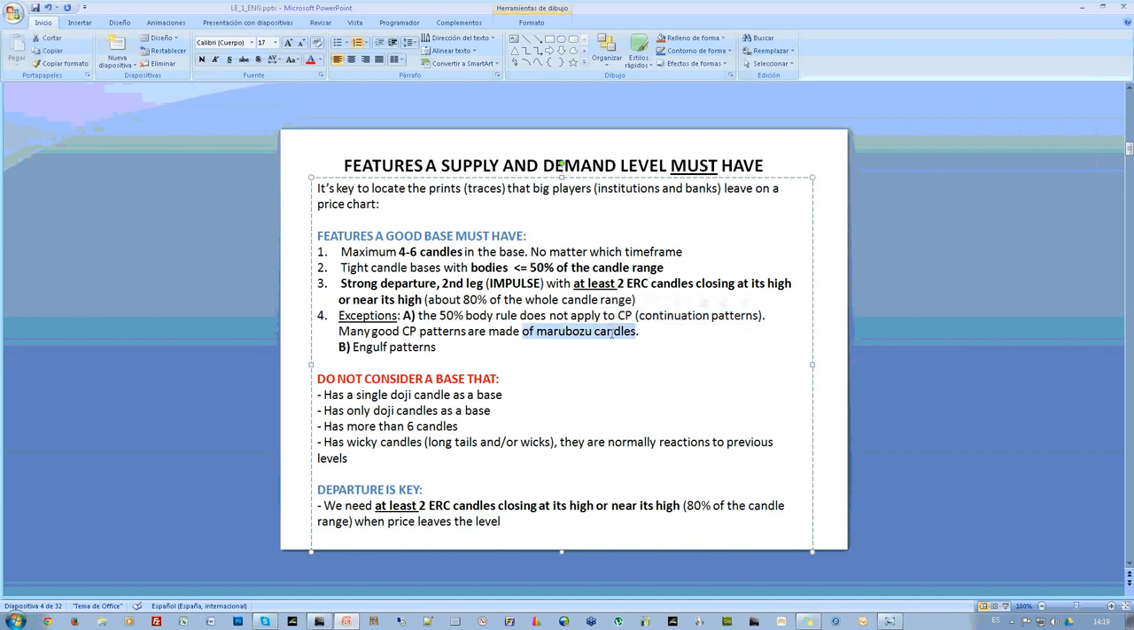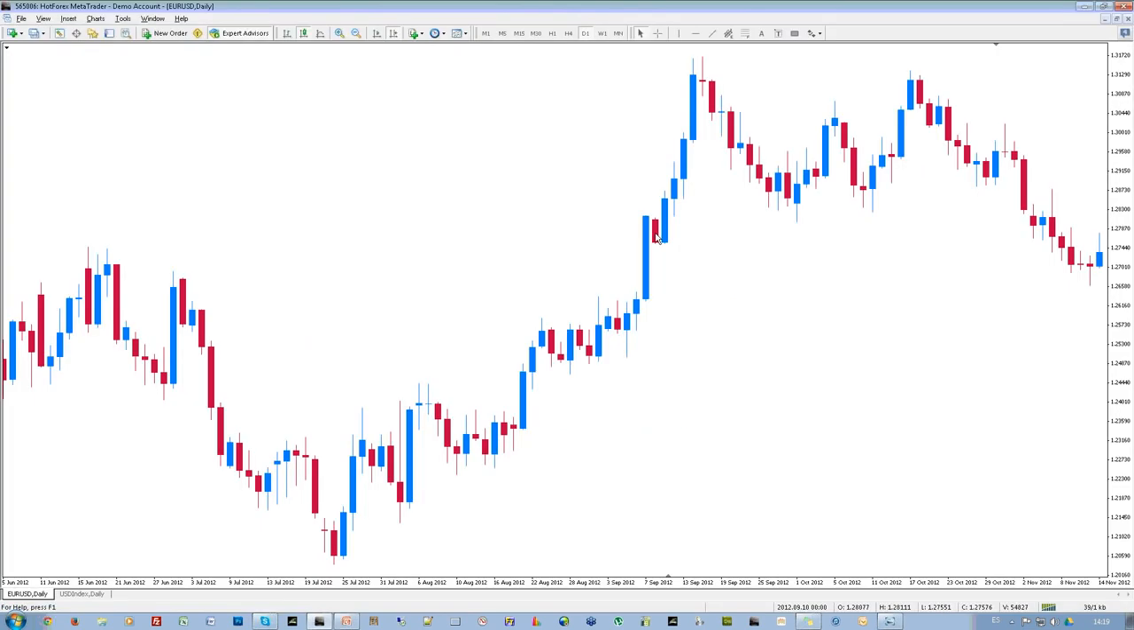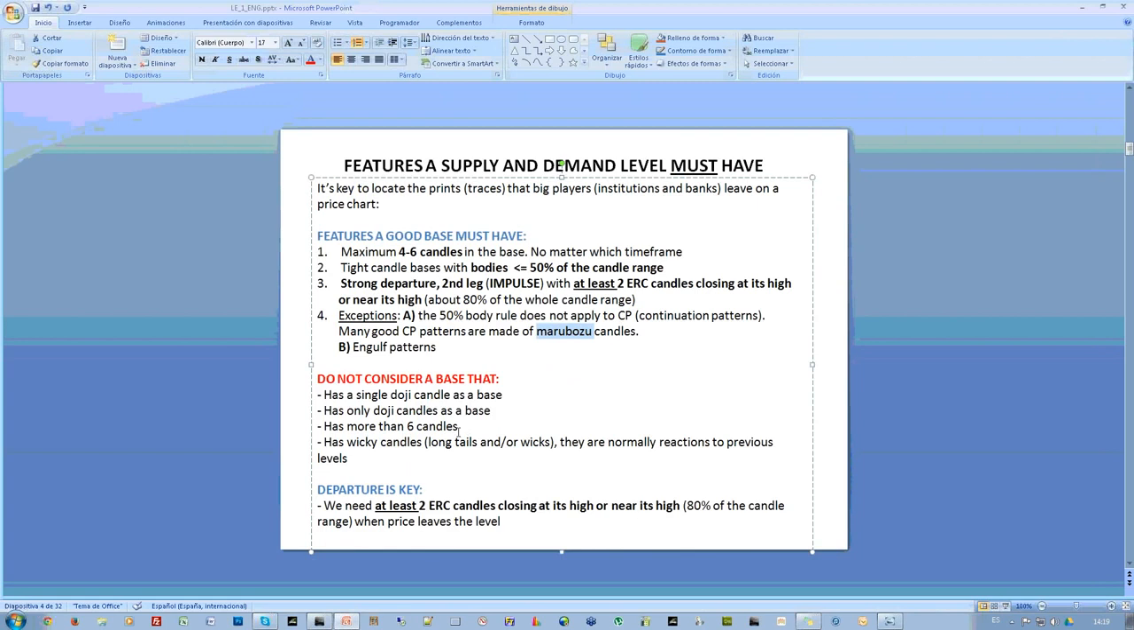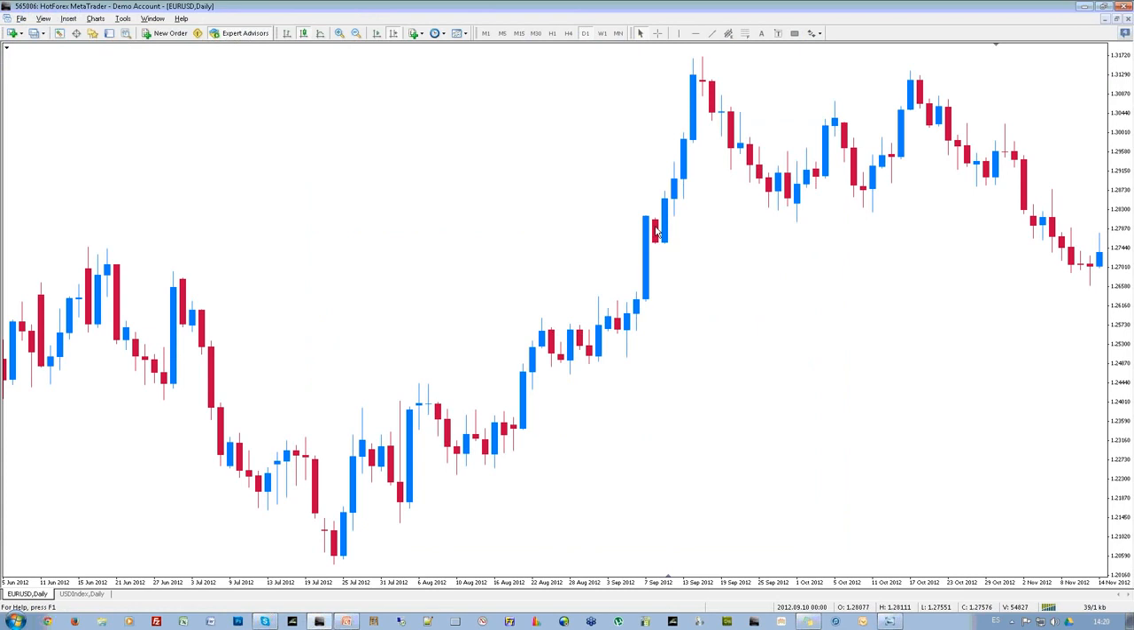continuation patterns, because they are made normally of tight range candles, Marubozu candles. Marubozu candles are candles with a tight range, small bodies with almost no wicks or tails. So look at this. If you take into account that rule of 50% of the whole candle range, that won't work. But we know that this is a value setup if we are not near a higher time frame than the daily supply area. Okay, so this could be the base, the lowest low, sorry, and the basing.